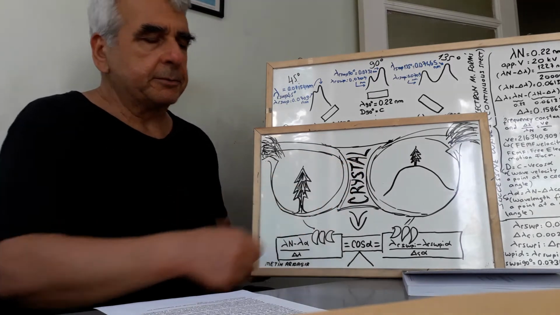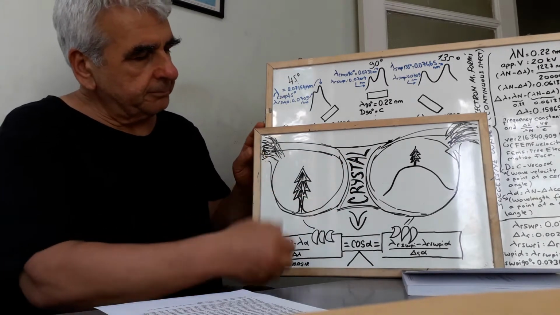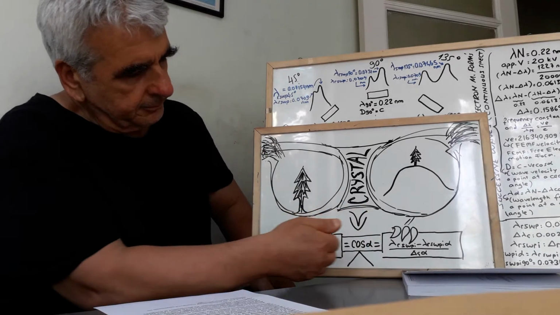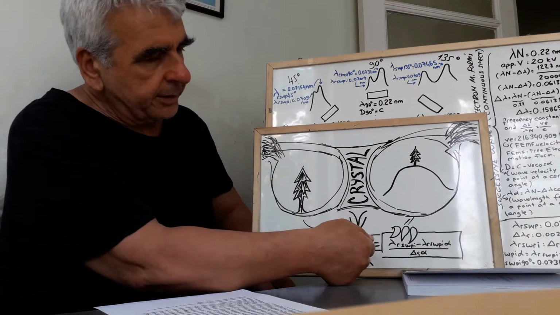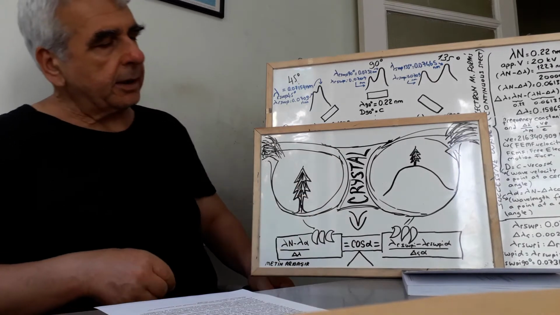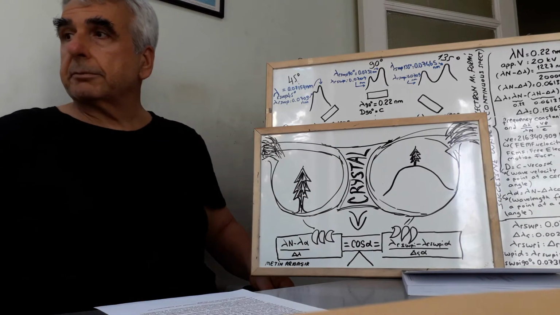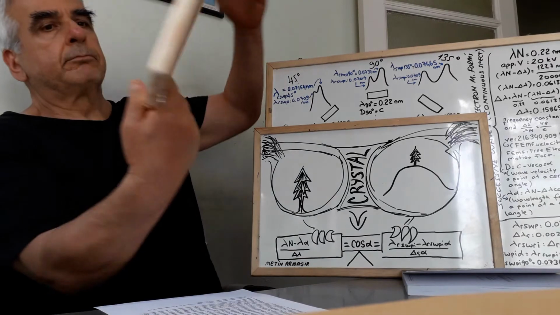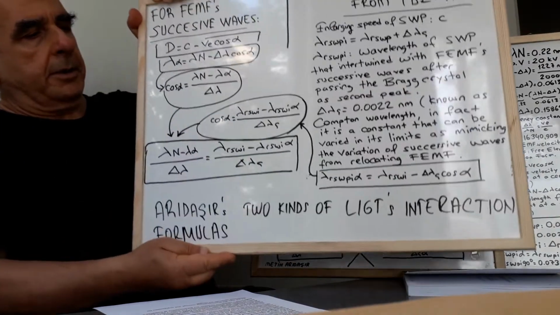Here, crystal. Here a balance, cosine alpha. Next I will tell you, from here. Snapshot, I guess.